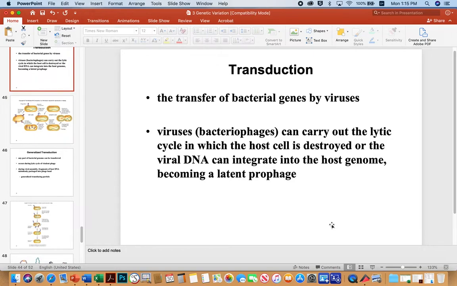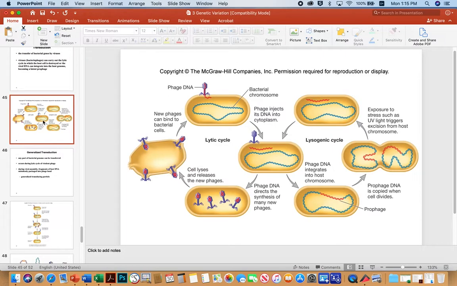Horizontal gene transfer is a process in which bacterial genes can be transmitted between one another by viruses, or in this particular case, bacteriophages. Bacteriophages can carry out the lytic cycle, in which the host cell is destroyed, or viral DNA can integrate into the host genome to become a latent prophage, and that's what's illustrated here. So on the left, you see the lytic cycle. On the right, you see the lysogenic cycle.